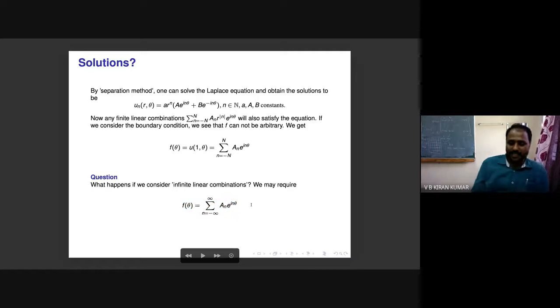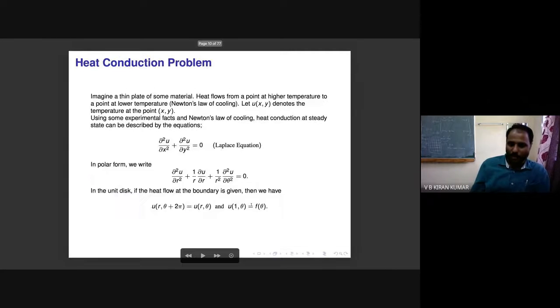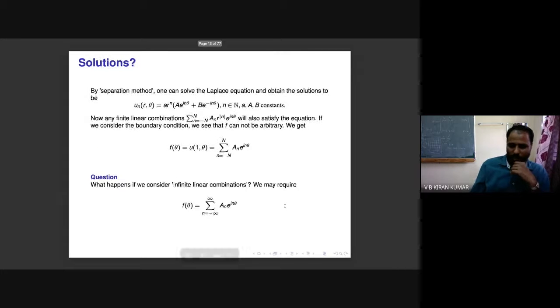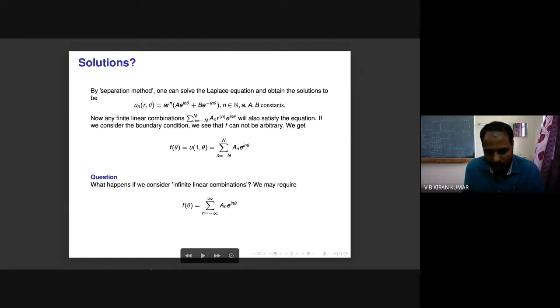So f theta is the amount of heat we applied on the boundary. So it is the boundary condition which we know. So what happens is that the solutions will not fulfill the requirement unless you have your f in this way for some a_n. So the question is, can we write every function f as an infinite linear combination of exponentials, or sine theta and cosine theta? So can we do this? This is the question.